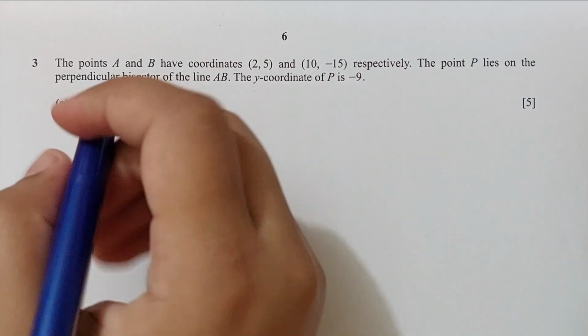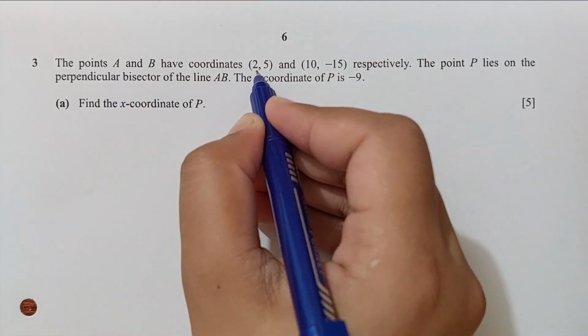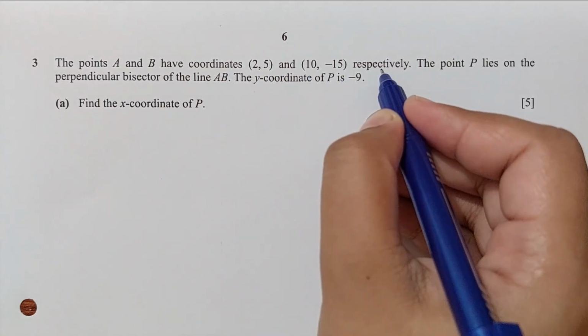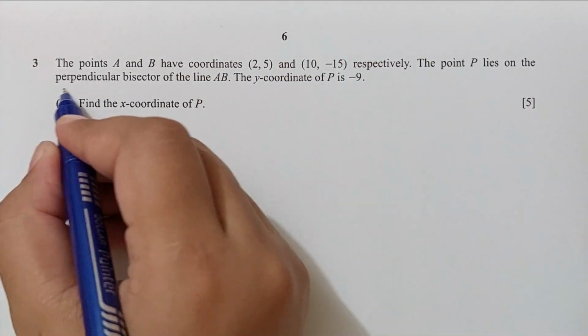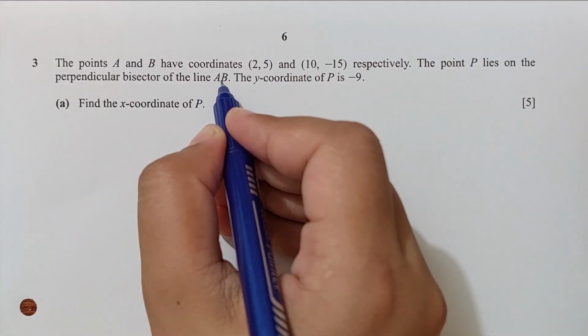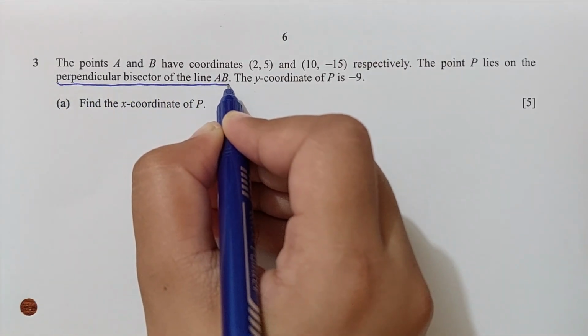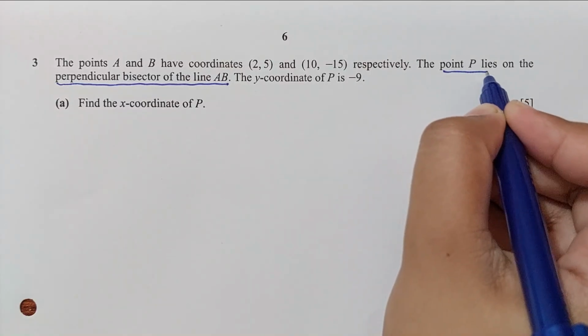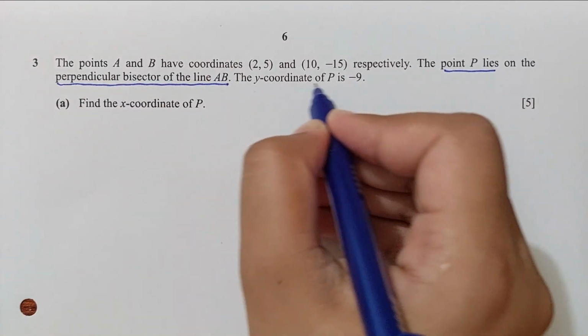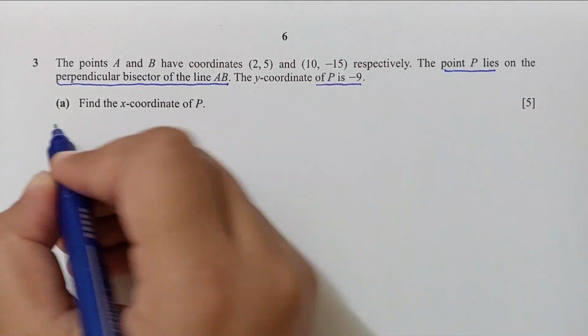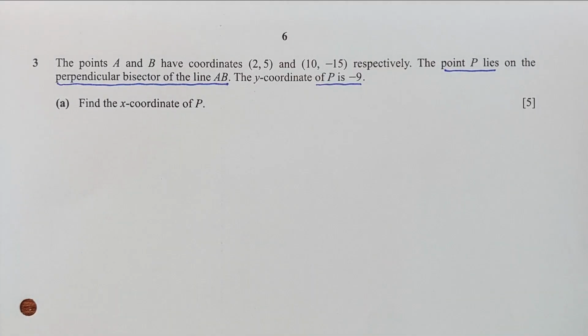Question number 3. The points A and B have coordinates 2, 5 and 10, minus 15 respectively. The point P lies on the perpendicular bisector of line AB. So first we have to find the perpendicular bisector of line AB, and the point P lies on that line. The y coordinate of P is minus 9. Part A, find the x coordinate of P, right?